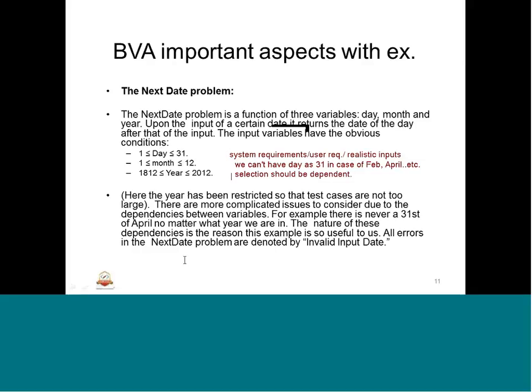Similarly, let's define a clock. So we have hour, minute, and seconds. So this again will have a dependency on each other. We cannot go beyond 60. Once it reaches 60, it will go to the next one. Similarly, we go for 24, that is 24 hours, so we will have the rollover to 01 or 0. So likewise, we are going to have the issue of the next date problem.